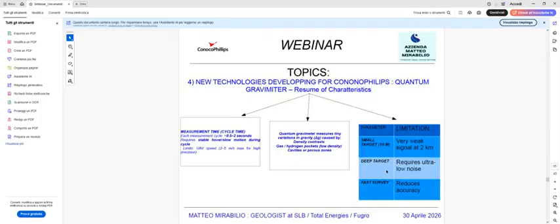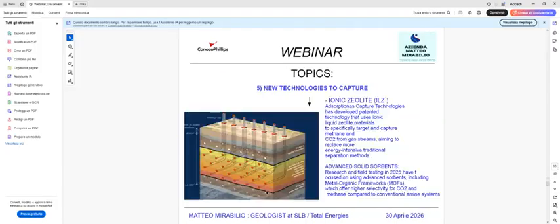Quantum gravity measures the variation in gravity caused by the density contrast and the presence of gas or hydrogen pockets. So these are the parameters for a small target. You have a very weak signal at 2 kilometers. A deep target requires ultra noise reprocessing for detection. Fast surveys reduce accuracy clearly when you exceed this velocity of acquisition.